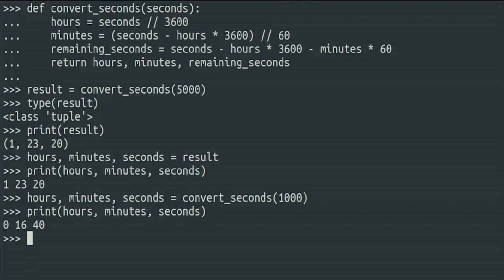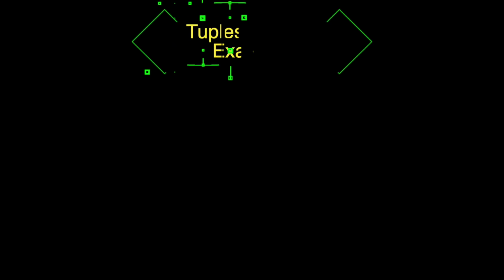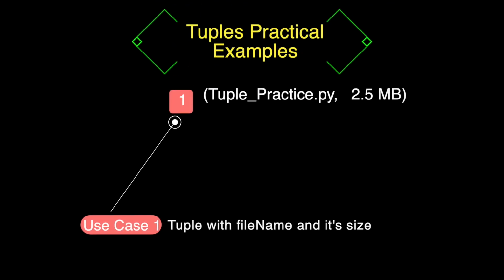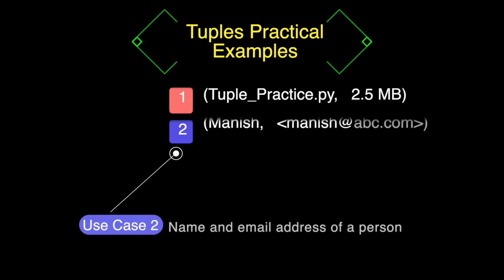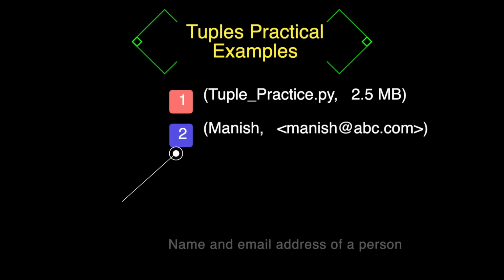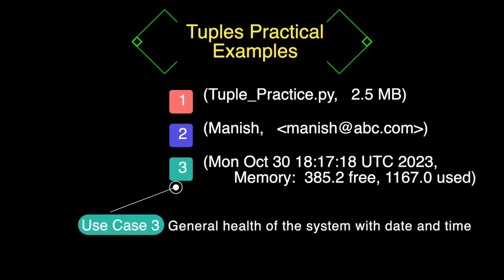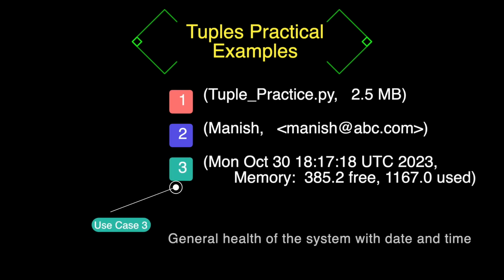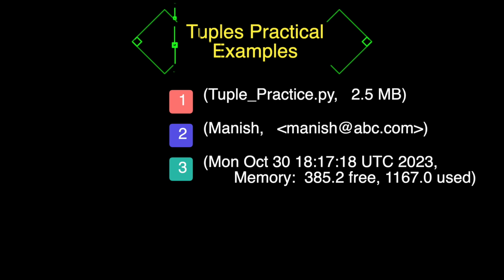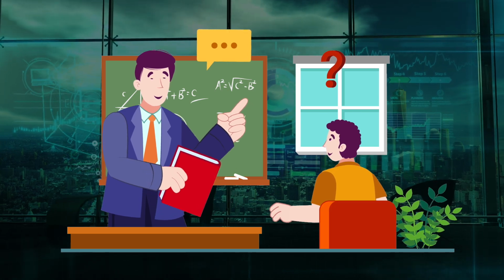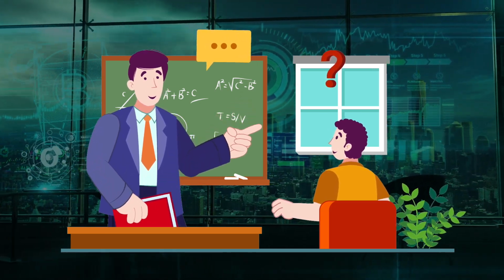In Python, it's really common to use tuples to represent data that has more than one value and that needs to be kept together. For example, you could use a tuple to have a file name and its size, or you could store the name and email address of a person, or a date and time and the general health of the system at any point in time. You can see how these different data types could help you automate some of your IT work. Knowing when to use tuples and when to use lists can seem a little confusing at first, but don't worry, it'll get clearer as we tackle more examples in the upcoming videos.